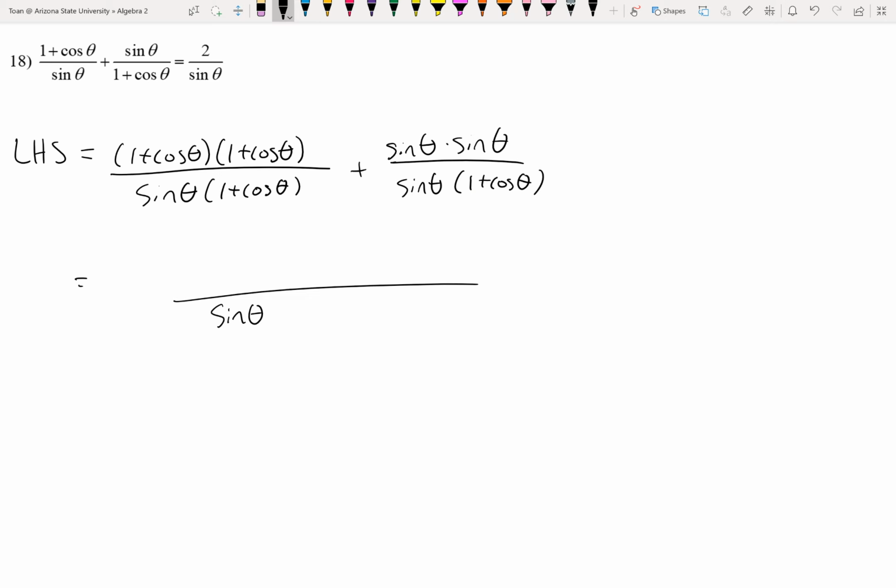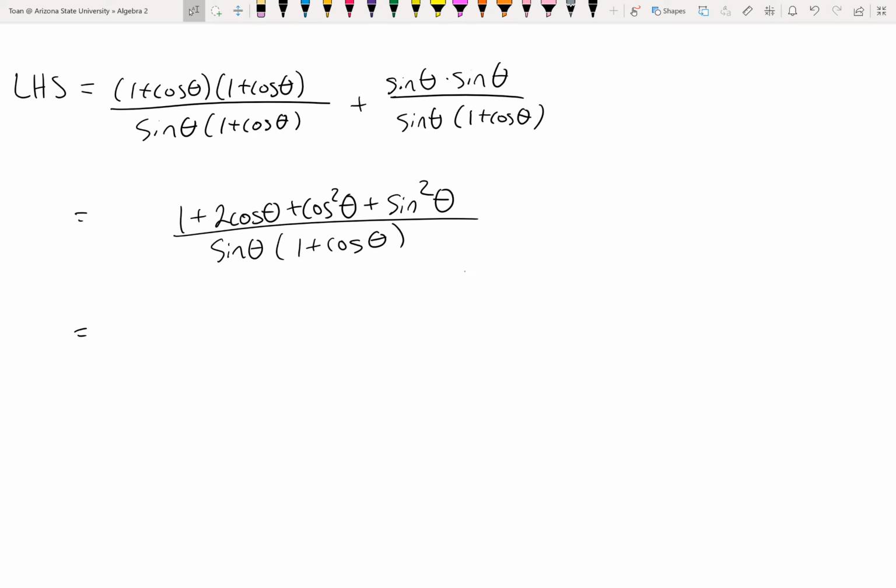I typically do not multiply out the LCDs. Sometimes you need to, sometimes you don't, so no need to rush it. But the numerators I will multiply. So if you were to properly expand the numerator, FOIL if you will, you'll get 1 plus 2 cosine theta plus cosine squared theta plus, and then this guy here is sine squared theta.